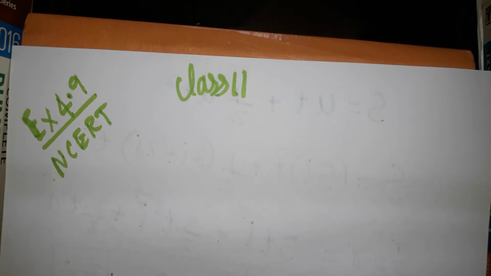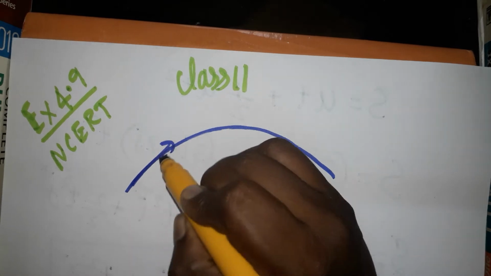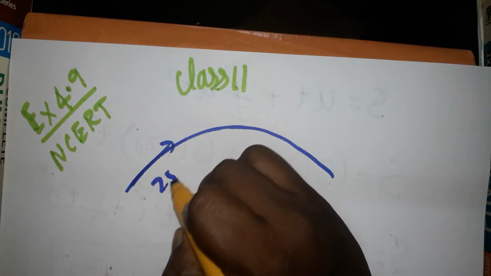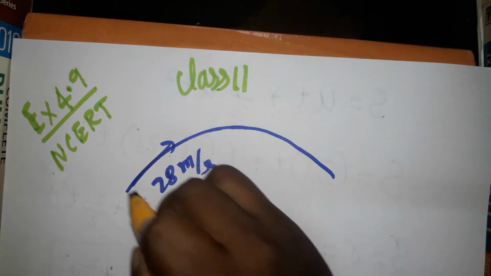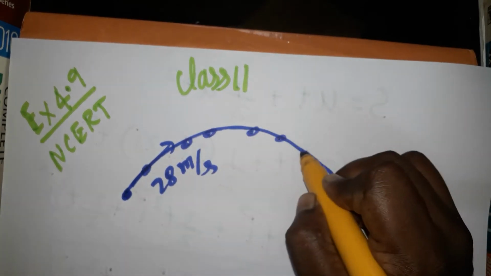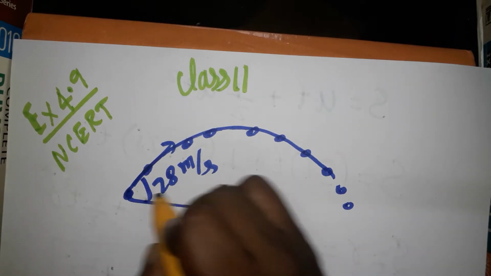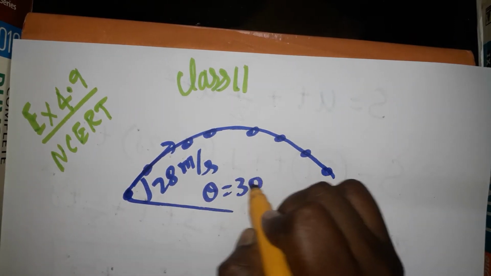The object is initially thrown at some angle. The velocity with which the object is thrown is 28 meter per second. It comes under projectile motion. The angle of projection from the earth, theta, is 30 degree.